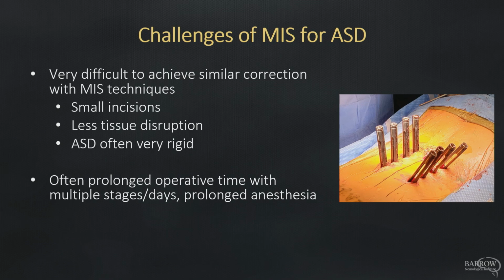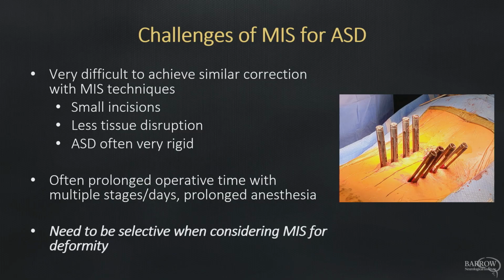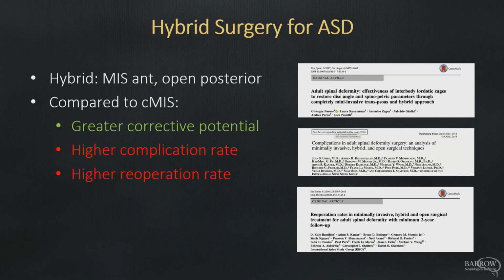Adult deformity, by nature of realignment, you need tissue release, and MIS uses minimally invasive corridors with small incisions, and getting those corrections can be very challenging, especially in rigid adult patients. Nima touched on this, but there's often prolonged operative time, multiple stages, multiple days on some occasions, and prolonged anesthesia. And so, we do need to be selective when considering MIS, everybody has a bit of a different algorithm.